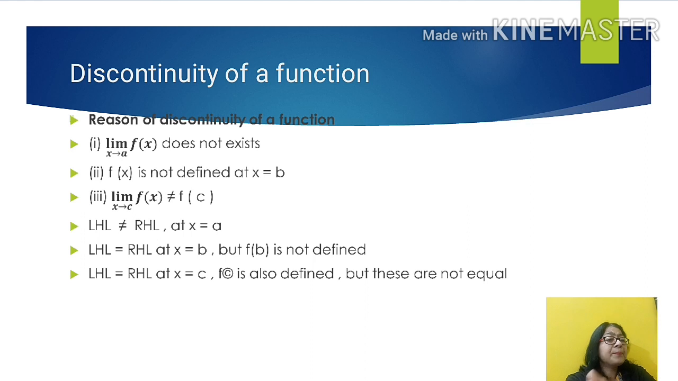That means either the left hand limit and right hand limit are not equal at the point x equals a. Second case, suppose the left hand limit and right hand limit are equal at the point x equals b, but f(b) is not defined. And the third case, suppose the left hand limit and right hand limit are both defined at x equals c, and f(c) is also defined, but they are not equal. If any of these cases happens, then we can say the function is not continuous, or discontinuous, at that point.